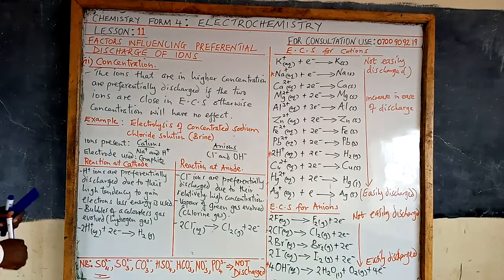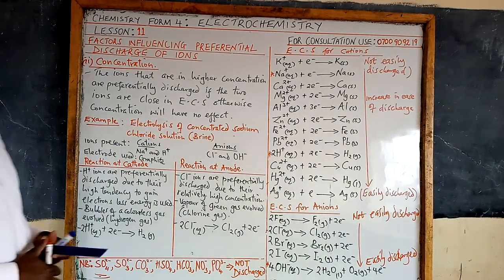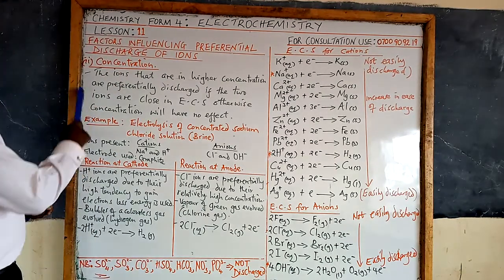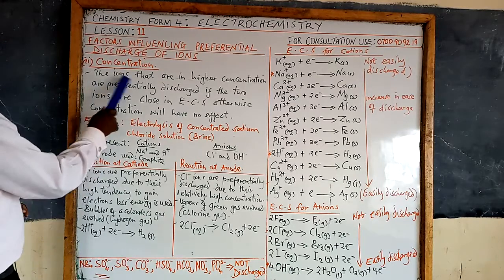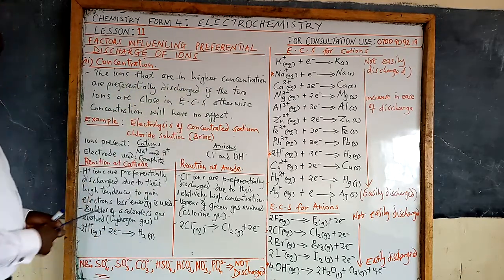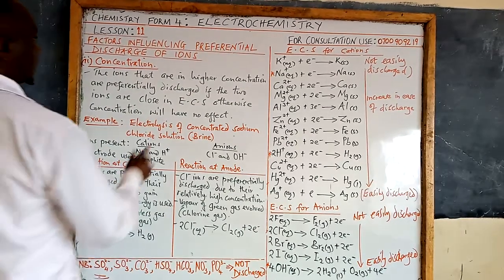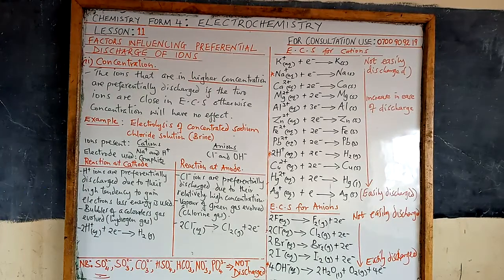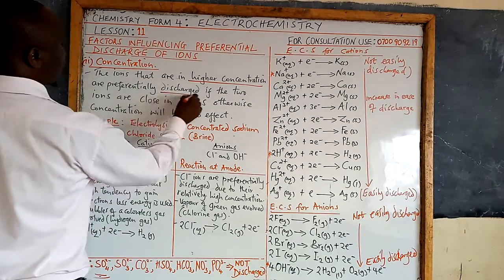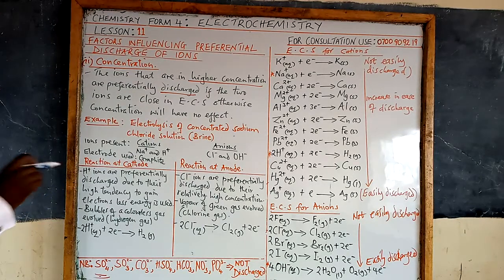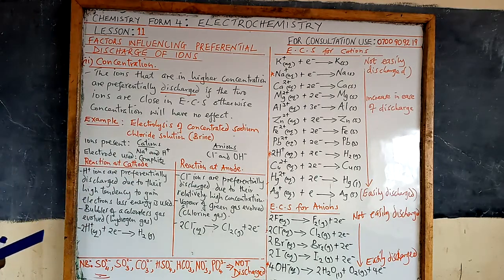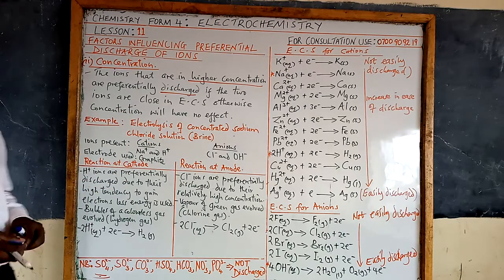The second factor is concentration. How does concentration affect the preferential discharge of ions? The ions that are in higher concentration are preferentially discharged. That means those that have higher concentration are the ones that are discharged, but only if they are close to each other in the electrochemical series. Now the question is, how close is close? That is still an ongoing debate.